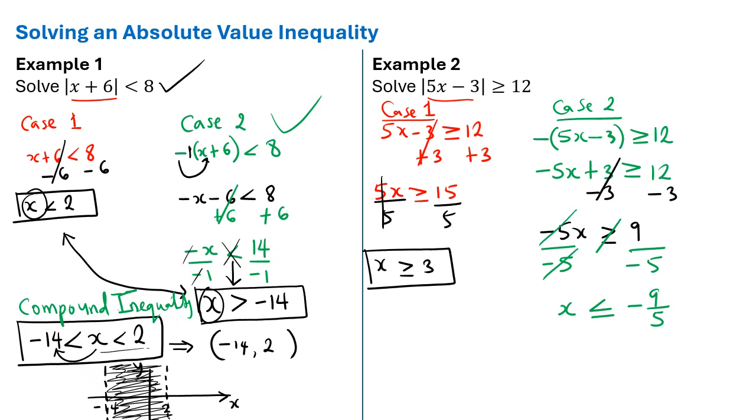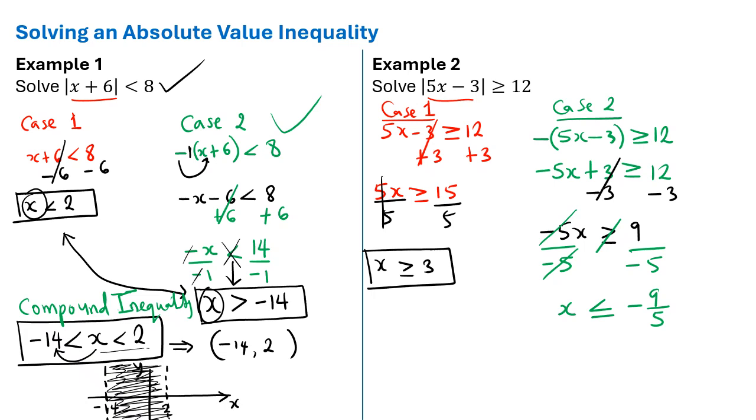We could combine them and have x in between, right? And it still makes sense algebraically. But this one is not so. You can see that x is greater than or equal to 3. So if you graph it, you see that this set, they don't come together. So let me show you what I mean.